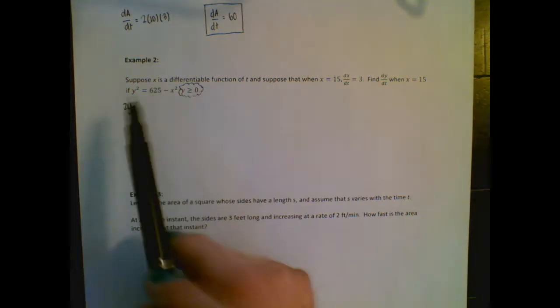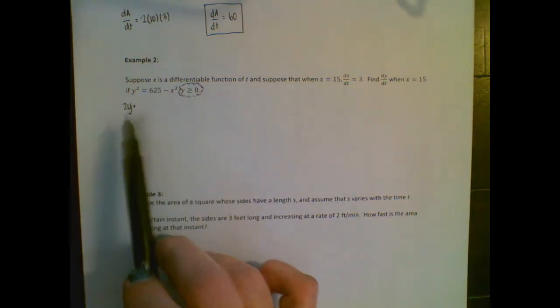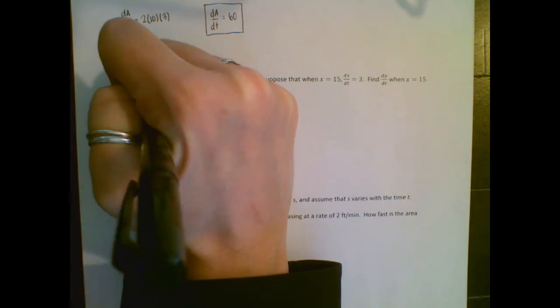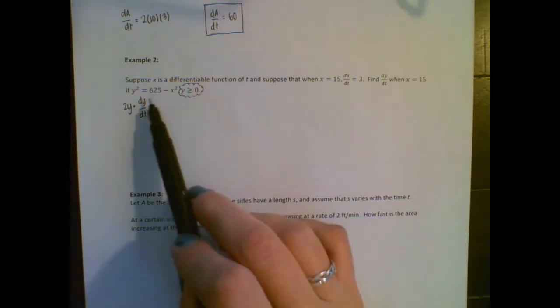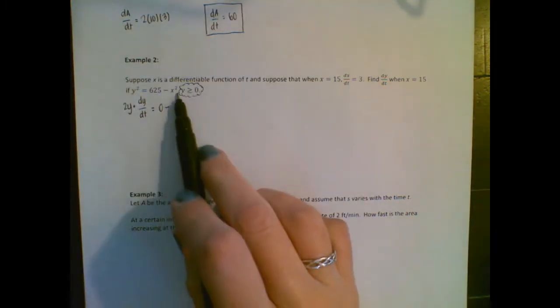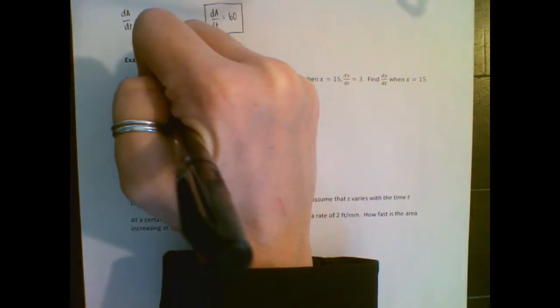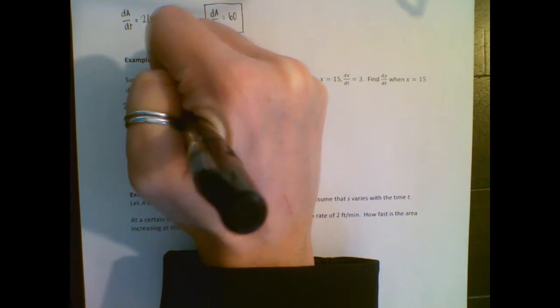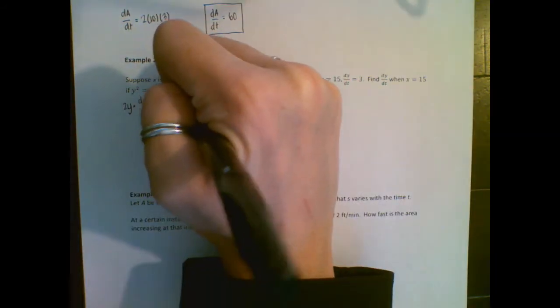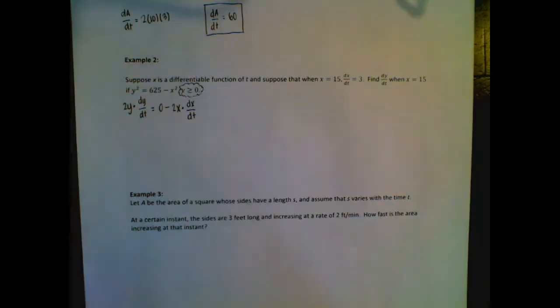But I need to chain rule it, and I need to also get the derivative of y with respect to time. So I'll write that as dy/dt is equal to the derivative of 625, which is just 0, minus the derivative of x squared, which is going to look pretty similar to what we did in our last problem. So power rule tells us that's going to be 2x, and then we're going to multiply by the derivative of x with respect to time, so times dx/dt.